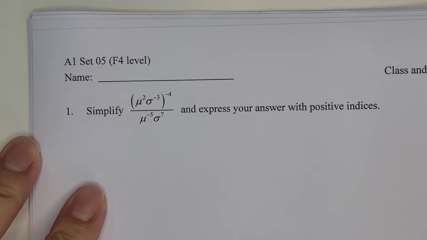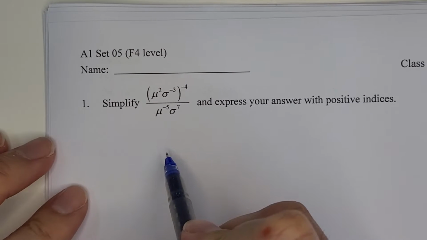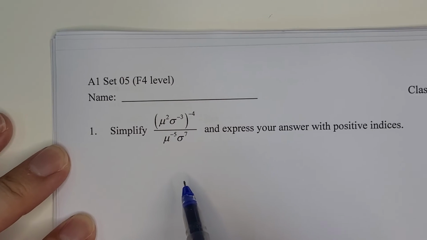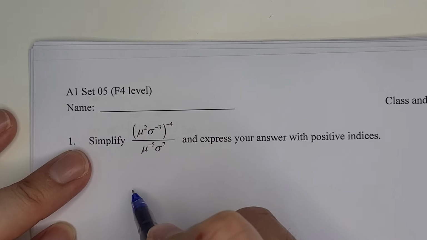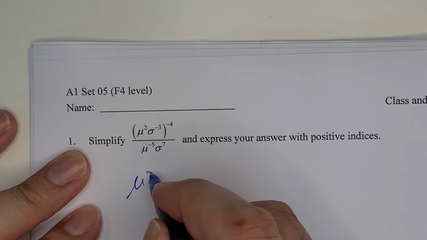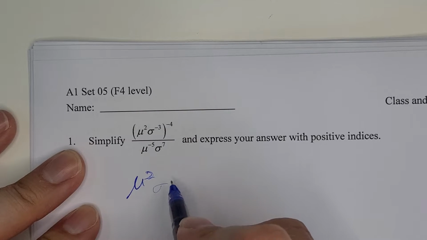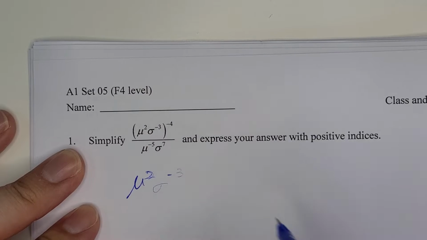Okay, let's look at the solution of this paper. And this one, simplify these expressions and then express your answer with positive indices. So we read it as mu. Okay, there's a Greek letter, mu square, and this is called sigma. Sigma to the power -3.